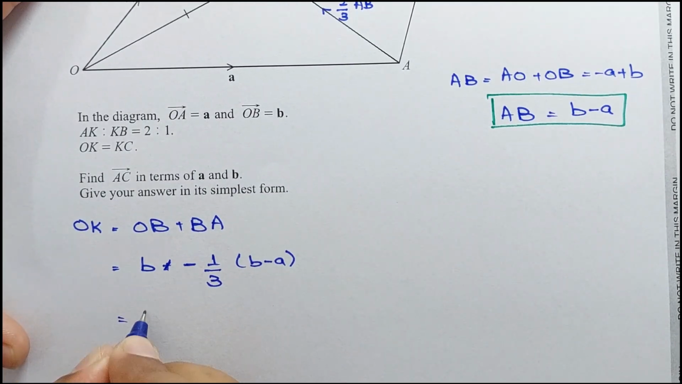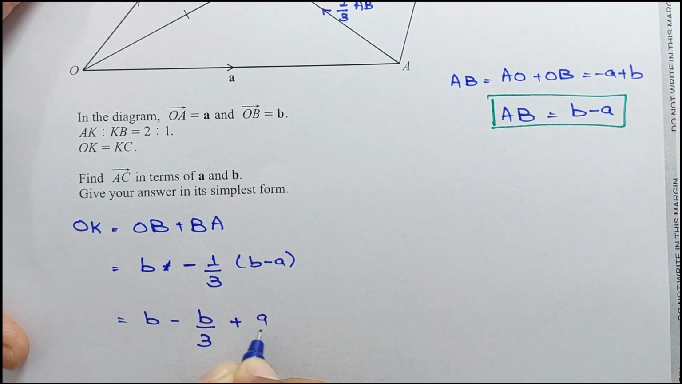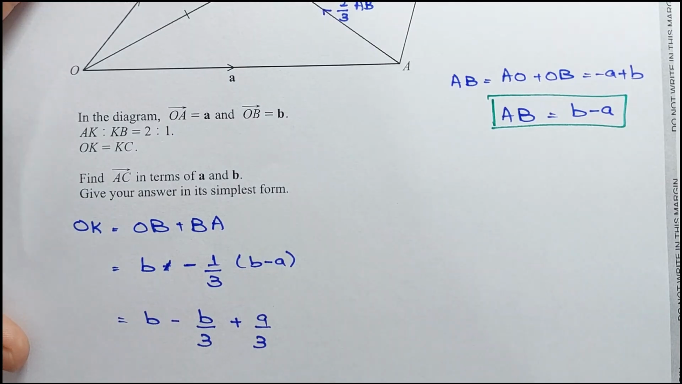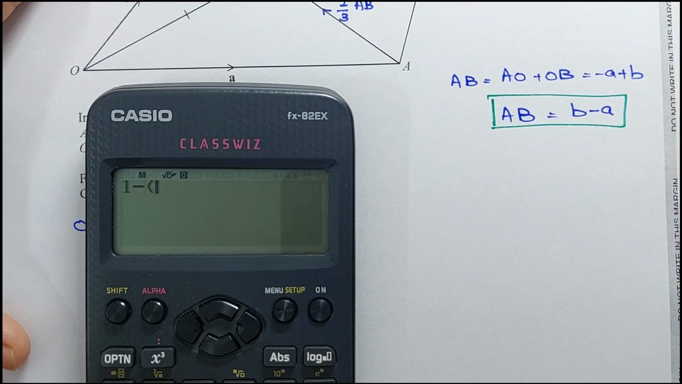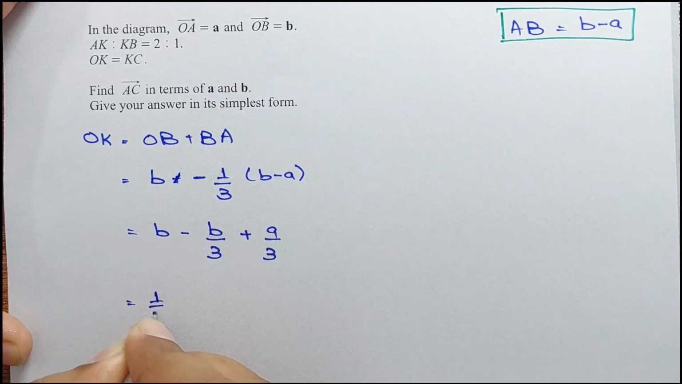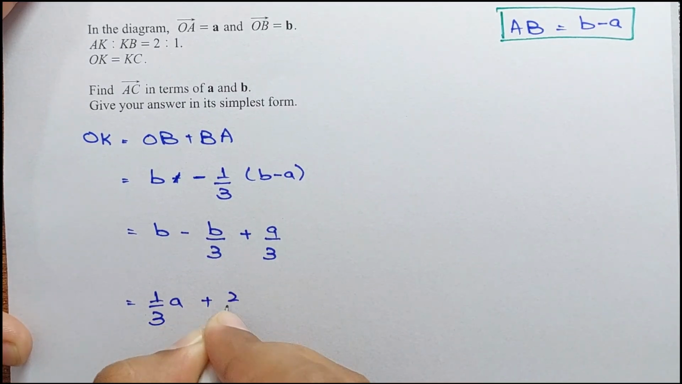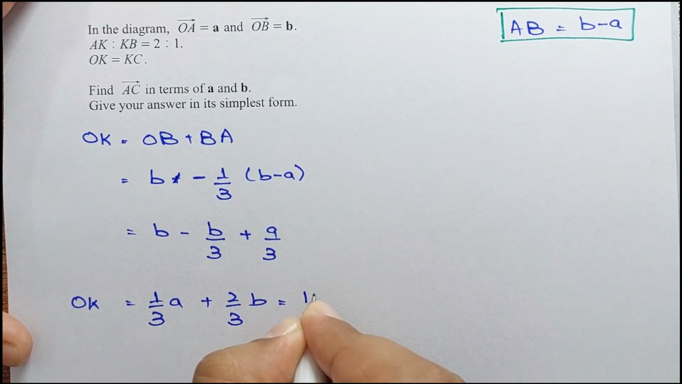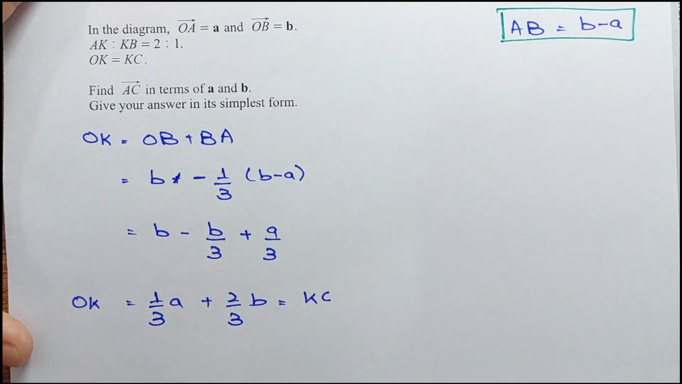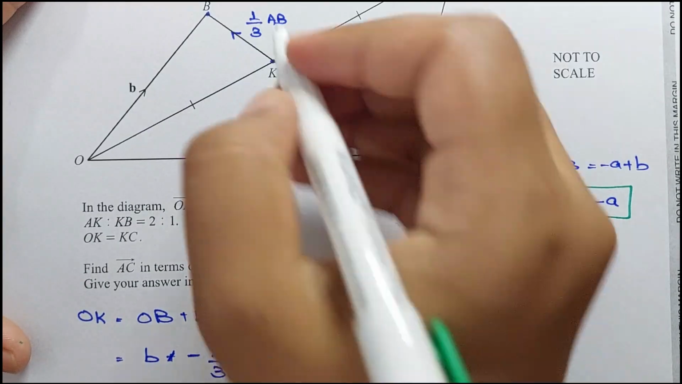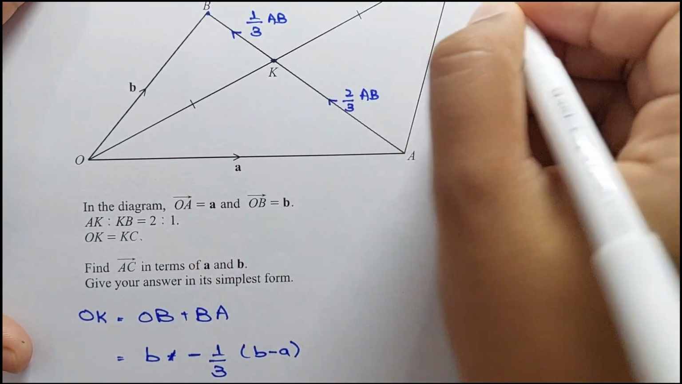Further simplification, this is b minus b over 3 plus a over 3. So the coefficient of b is 1 minus 1 by 3, which becomes 2 by 3. So the coefficient of a is 1 over 3 and the coefficient of b is 2 by 3. This is my OK, and this OK is also equal to KC. Okay. K to C is the same.